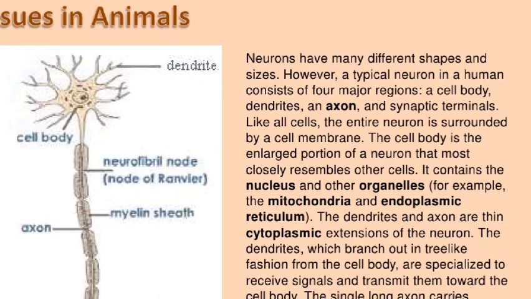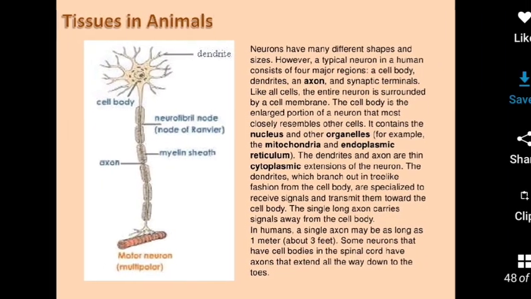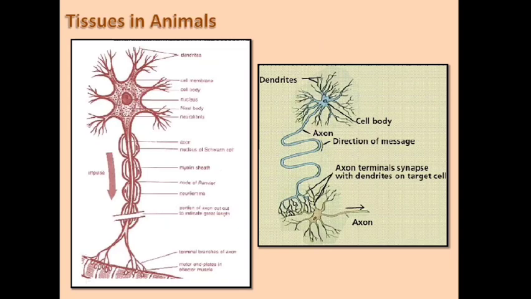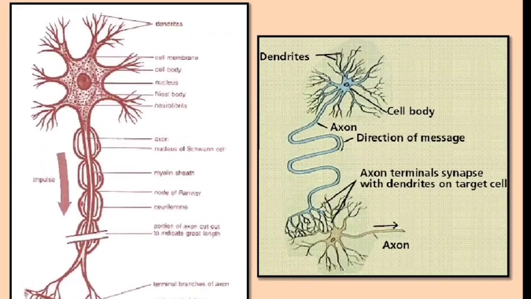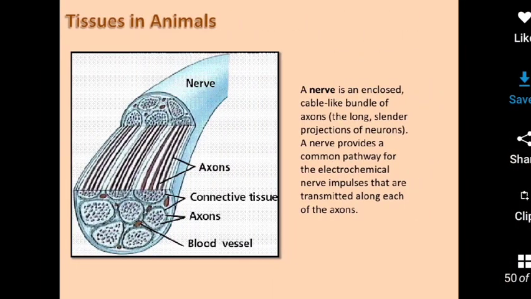Neurons have many different shapes and sizes. However, a typical neuron in a human consists of four major regions: a cell body, dendrites, an axon, and synaptic terminals. Again, you are seeing the structure here. You are seeing the nerve fiber here.